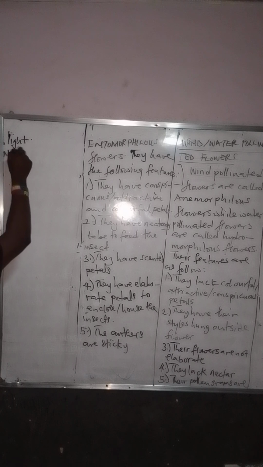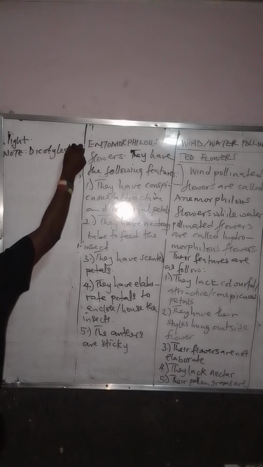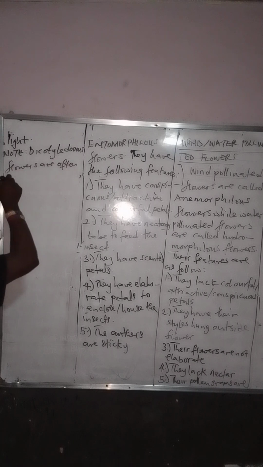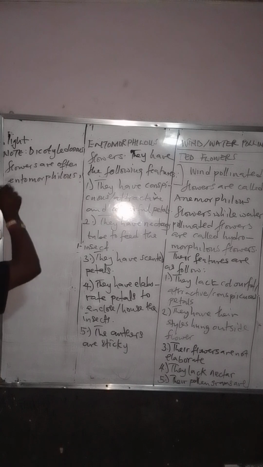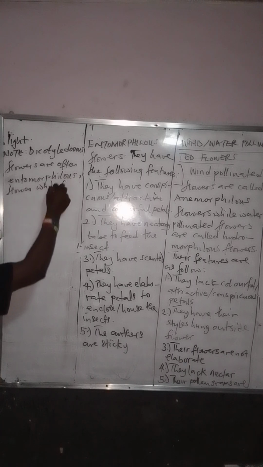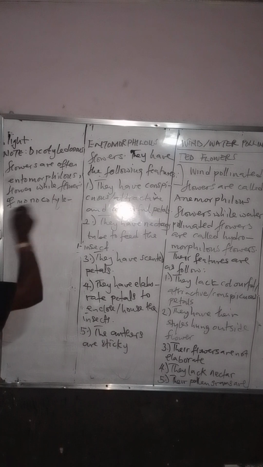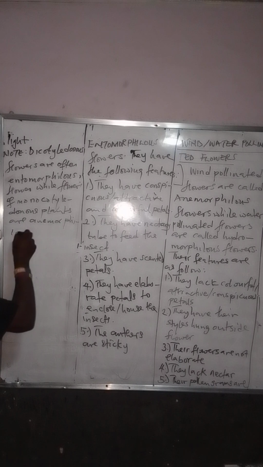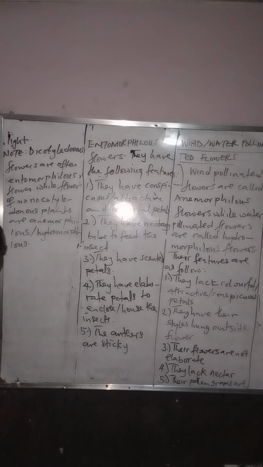Now note, dicotyledonous flowers are often entomophilous flowers, while flowers of monocotyledonous plants are anemophilous or hydrophilous. Take note. So we can now go to types of pollination.